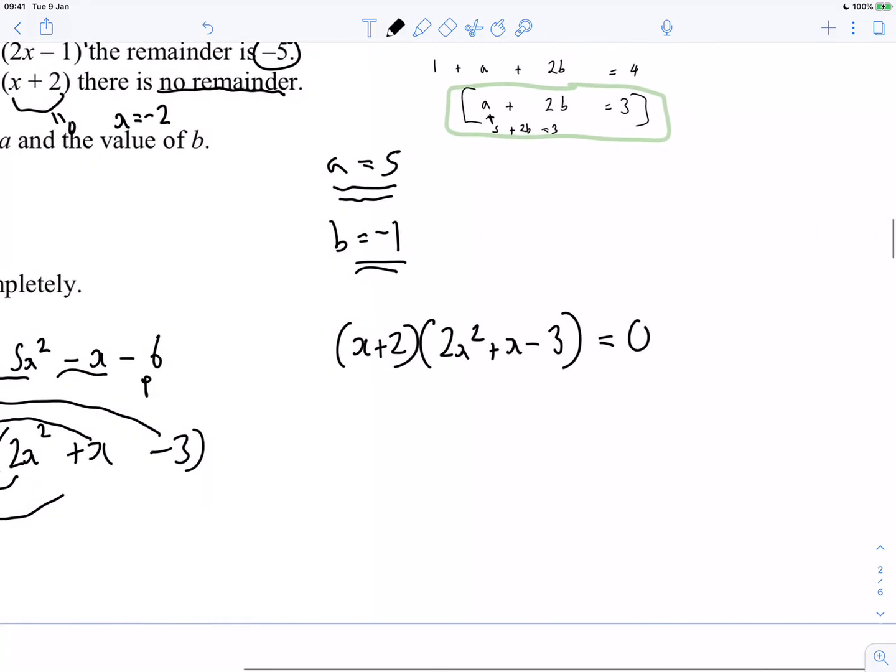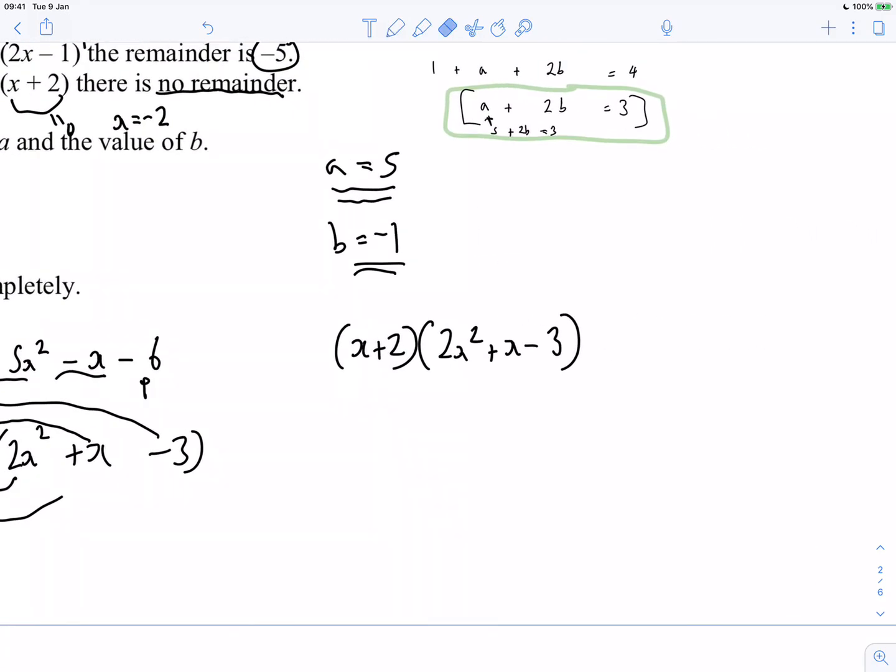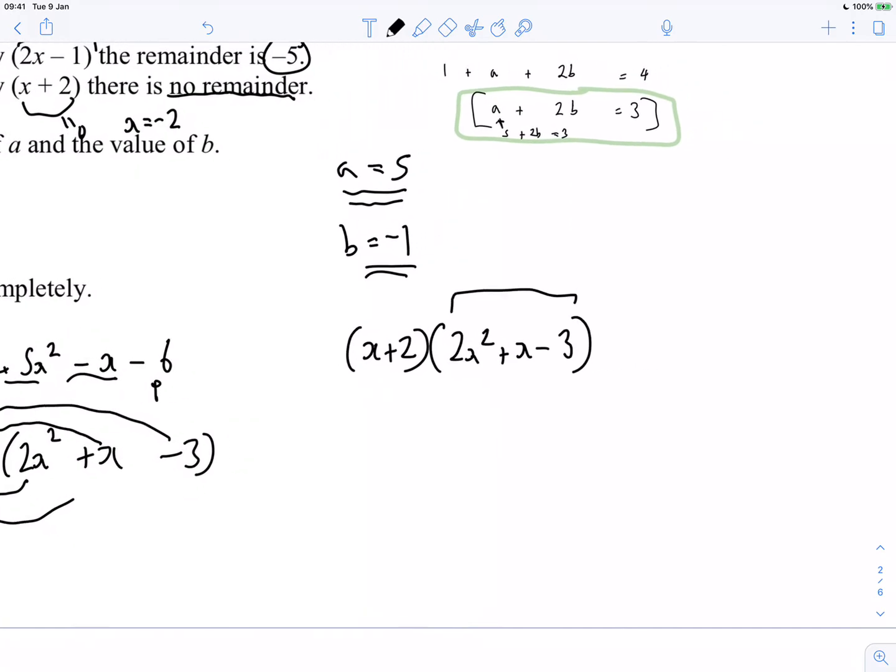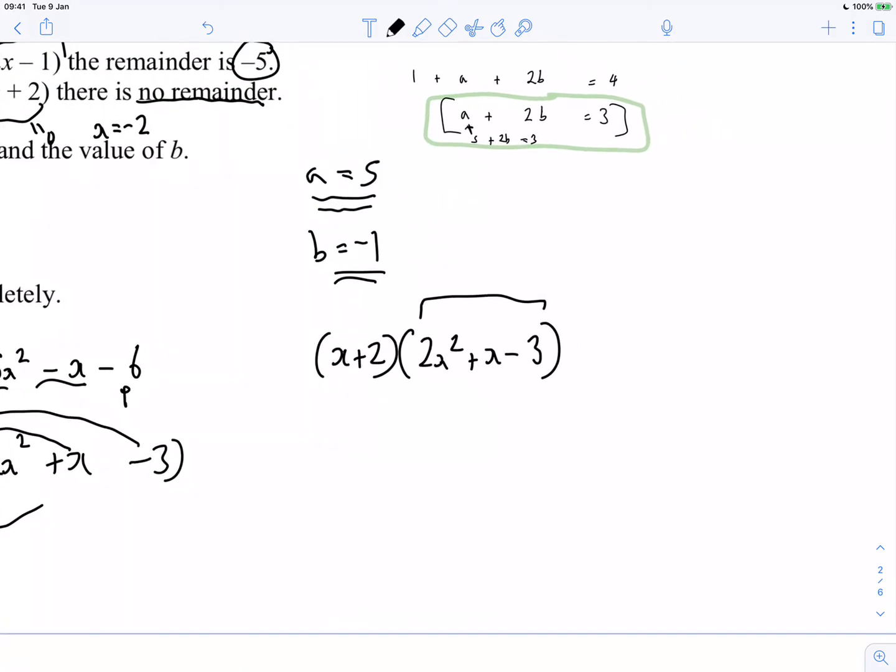Well, it actually wants us to factorise, so I don't need to set that equal to 0. That's just getting ahead of myself. So does this quadratic factorise? Well, the clue's in the question. It says completely, so we need to check. You know, this might not fully be it.